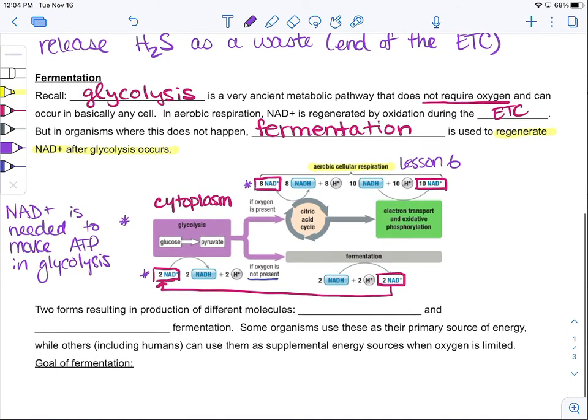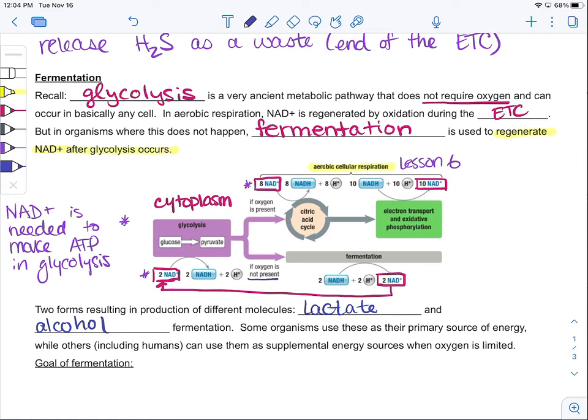Now, how they differ from one another, because as I mentioned we've got the 2 different forms, is the production of different molecules. We're going to see both examples on the back. We've got lactate fermentation, as I mentioned, and then secondly, we've got alcohol fermentation. Some organisms will use these as their primary source of energy, while others, including us humans, can use them as supplemental energy sources when oxygen is limited.